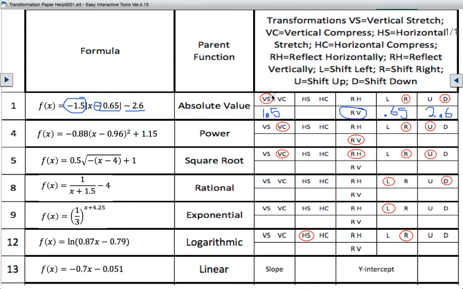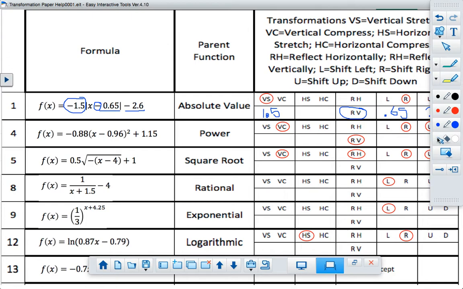So here is where you're circling either vertical stretching or vertical compression, horizontal stretch or compressing, reflecting horizontally or reflecting vertically, shifting it left or right, and shifting it up or down. Okay, so those you would circle, and then in the blank boxes, if you circled something up here, you need to write down how much of a stretch or compress or shifting. Okay, and a couple things I wanted to point out.